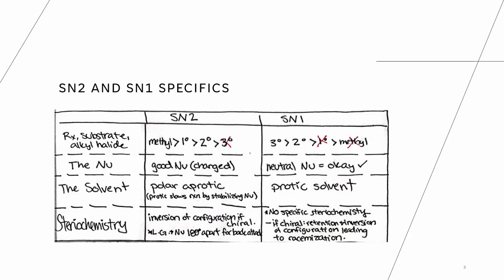So with the SN1 reactions, they're actually not going to take place with the methyl. We're not going to see that so much. Same with the primary. We will see it happening with the more substituted substrates like the tertiary and secondary. And when it comes to the nucleophile, it's not as important. It's good if we're neutral. We can have a charge, we can be neutral, we're good.